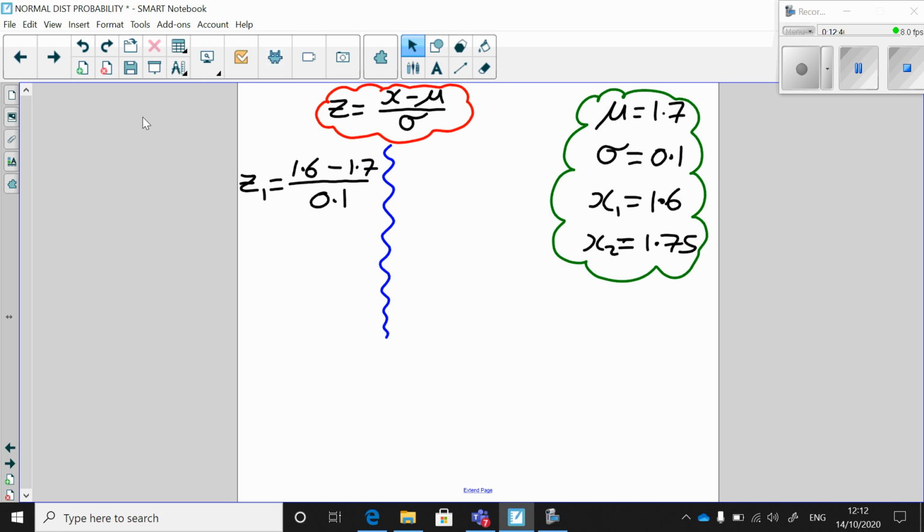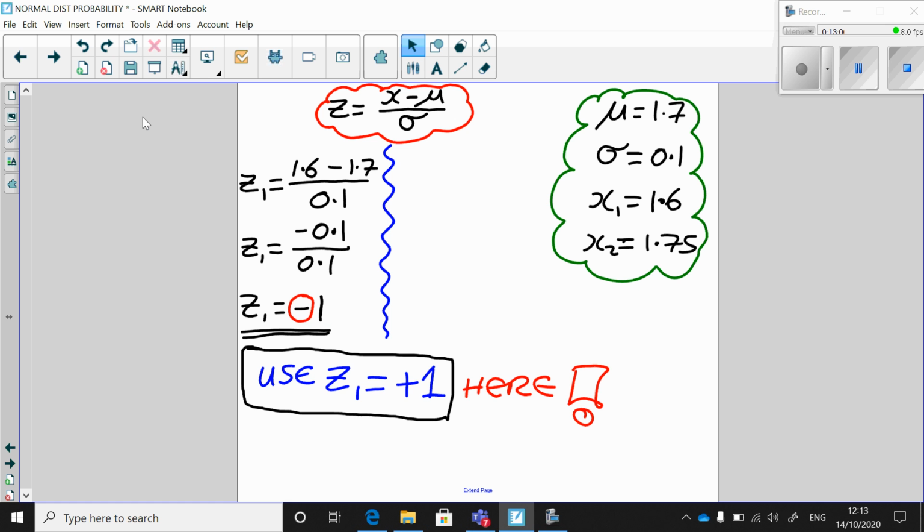For x1, 1.6, put that in there and take out the top. What we see here is that z1 comes out as a negative value. But our table for the z scores doesn't involve negatives. That's not a problem. We just make it positive here. That's all we're going to do. We'll use the symmetry of the curve itself, and it will not be a problem. You'll see once we go back to the graph.